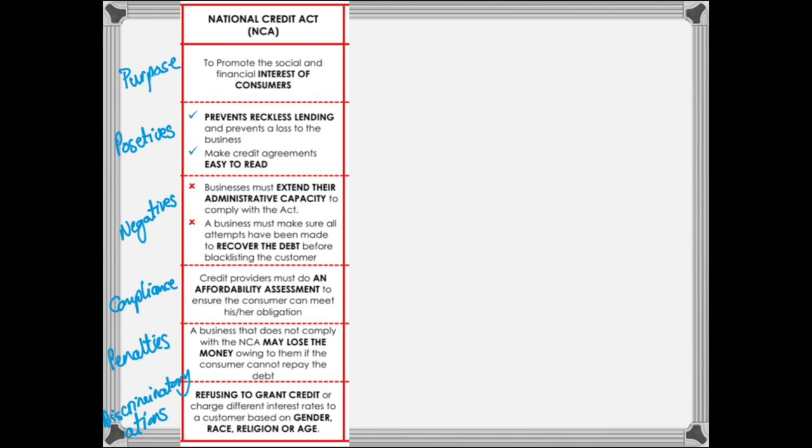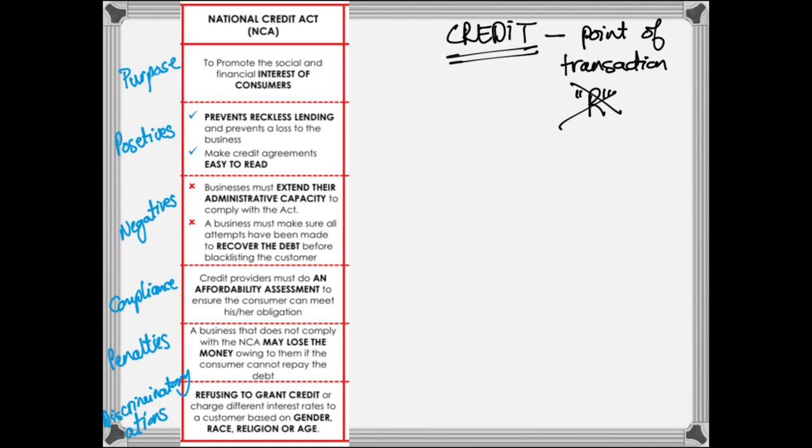So the National Credit Act focuses on credit, and this you must remember. It focuses on credit. So at the point of transaction, there is no money exchange. It is a pay later situation. So that means you do it on account. So that is what the Credit Act focuses on. So it promotes the social as well as the financial interest of the business, because credit providers cannot take advantage of consumers when it comes to interest rates or those type of things. The positives about this is it prevents reckless lending. So that means businesses can't give everyone everything they want.